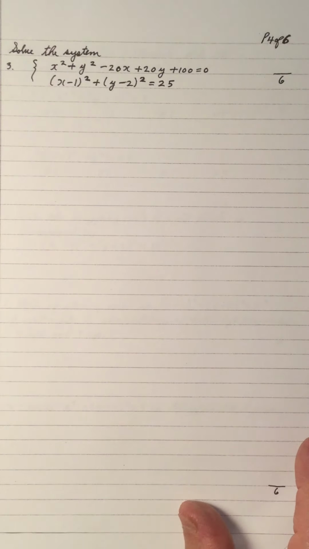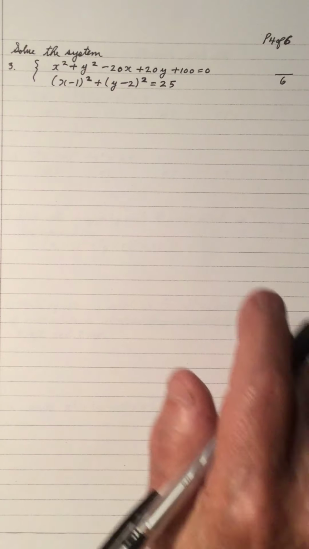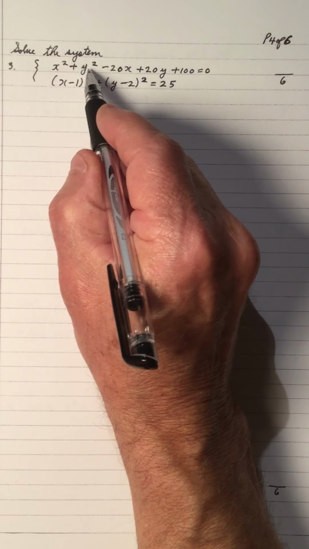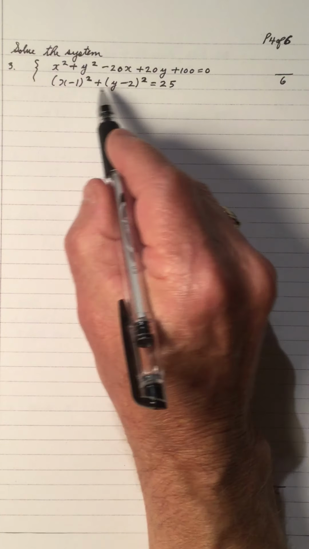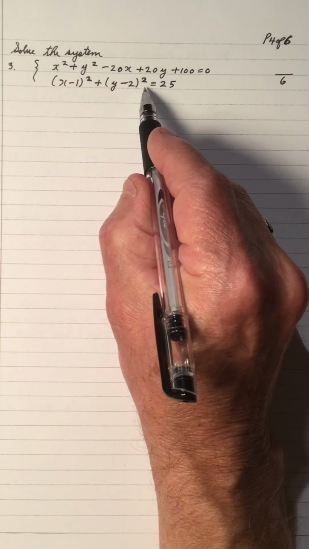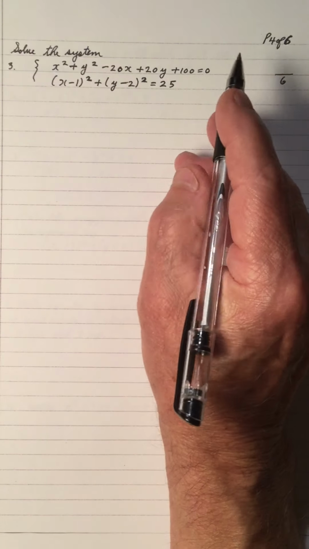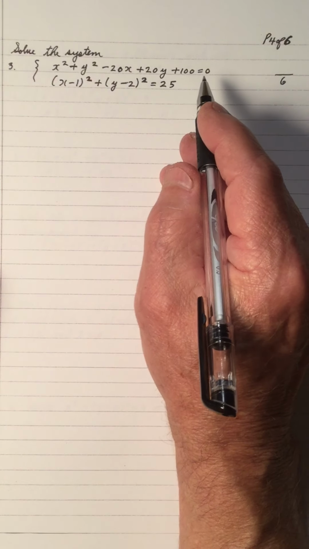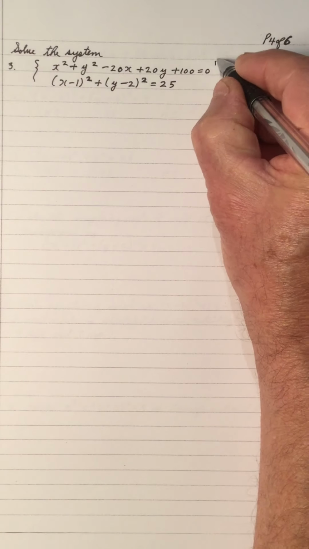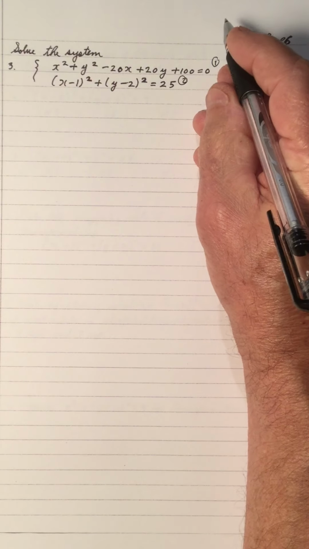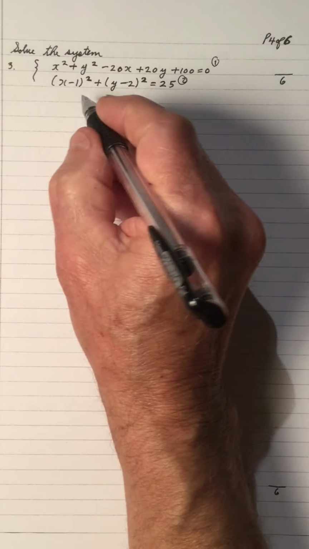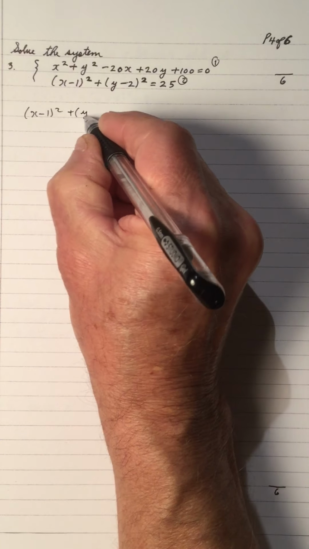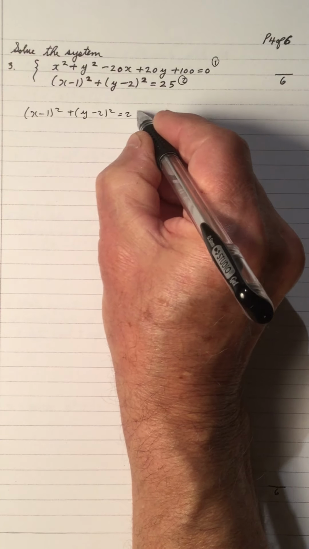Let's solve another system. This is the one where we have 2 circles. This is a circle in general form, x squared plus y squared. This is a circle in standard form, giving us a center and radius. So this is equation 1, and this is equation 2. So let's take equation 2, which is x minus 1 squared plus y minus 2 squared equals 25.